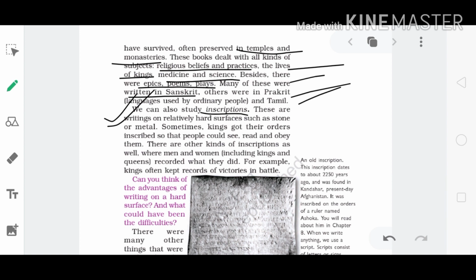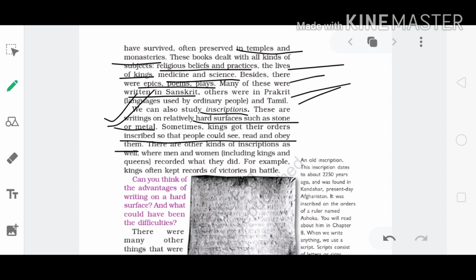So inscriptions are written on a relatively hard surface. The difference between inscriptions and manuscripts is that inscriptions are written on a hard surface such as stone or metal. Sometimes kings got their orders inscribed so that people could see, read and obey them. Just like in our SFS school, we have written rules and regulations: we have to reach school by 7:50, we have to wash our hands, there is a toilet, everything is written in the rules and regulations.